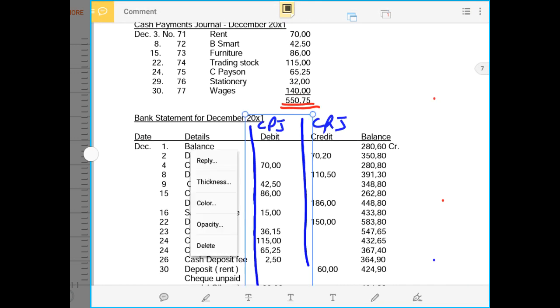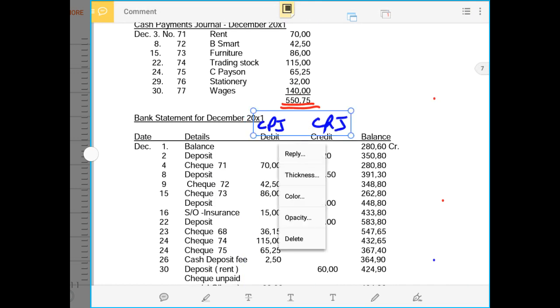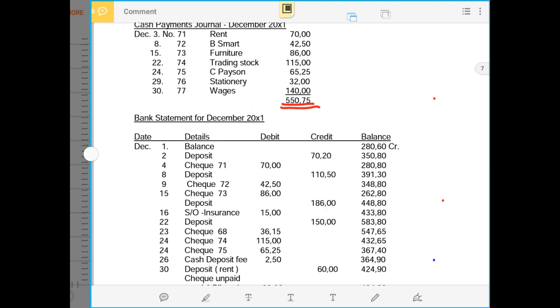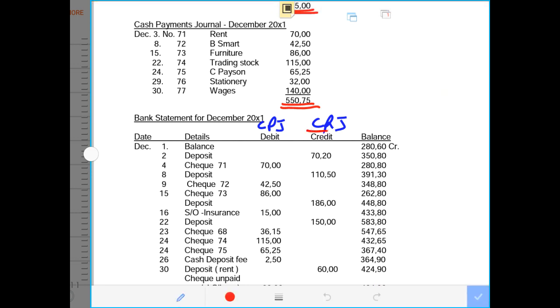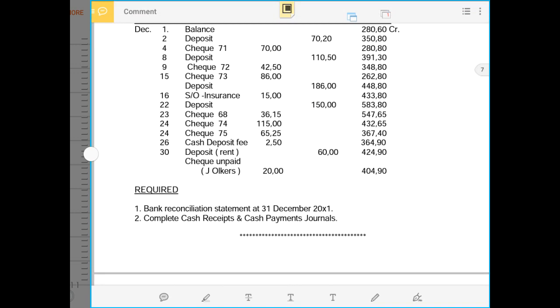Then we have our bank statement, where we know that the credit side corresponds to the cash receipt journal and the debit side corresponds to the cash payment journal. It is very important that you take note of this, so that you know which side to compare with which: the receipt side goes with the cash receipt journal and the payment side goes with the cash payment journal.